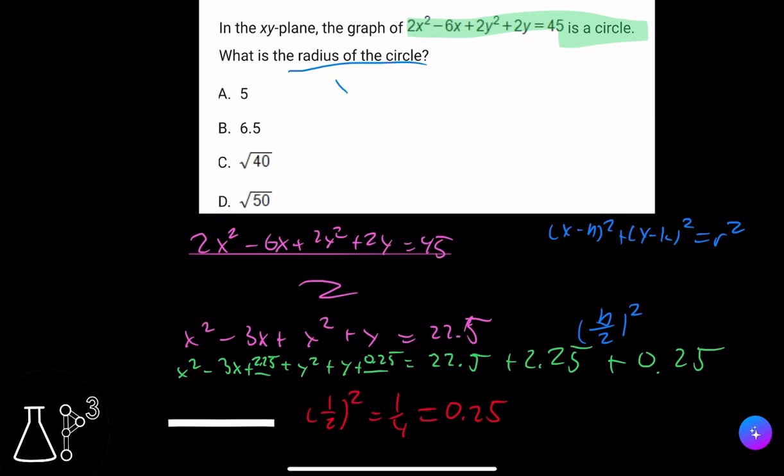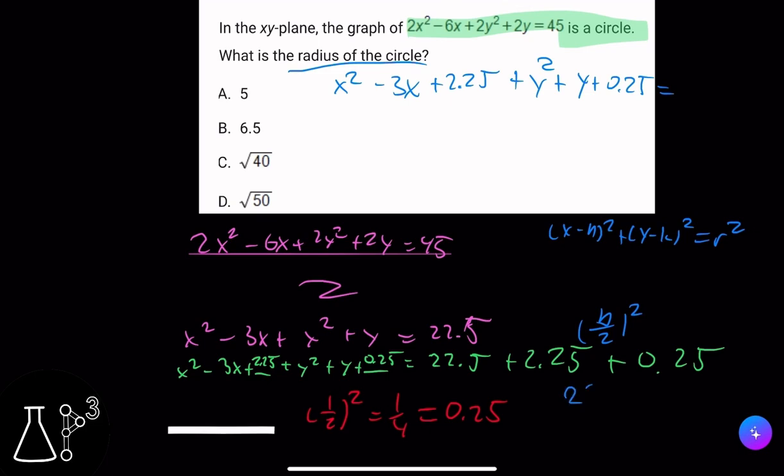So I have now x squared minus 3x plus 2.25, and then plus y squared, sorry, and then plus y, and plus 1 divided by 4, or 0.25, which equals 22.5 plus 2.25 plus 0.25, which also equals 22.5 plus 2.5. I'm going to get the value of 25, which equals 25, or 5 squared.